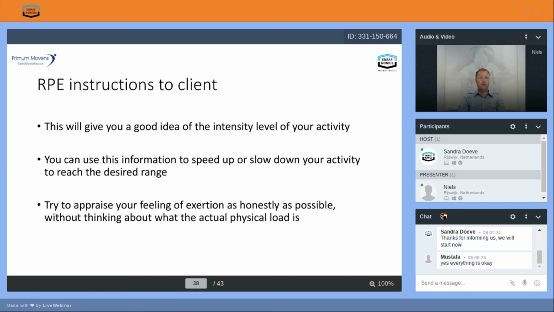The level chosen will give you a good idea about the intensity level of the activity, and you can use this information to speed up or slow down your activity to reach the desired range. You must be honest, and you must emphasize this to your patient, that they have to be honest to the feeling of exertion, the feeling of how heavy it is, without thinking about what the actual physical load is. So they shouldn't look at the amount of watts that you put on a bike, or at the inclination of a treadmill. They should focus on what they sense, what they feel within their body.